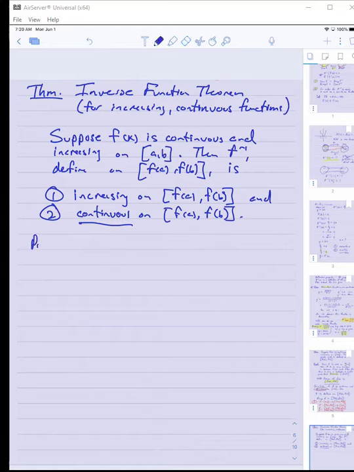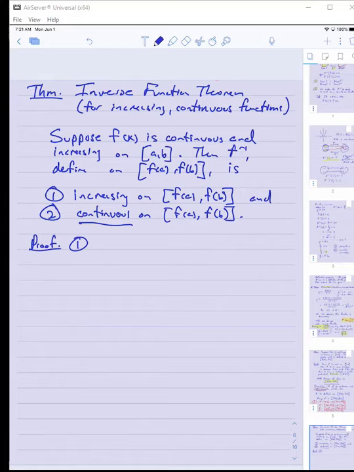So let's look at the proof of this theorem, which, I won't claim that this is one of the top 10 theorems in calculus, but it's a pretty big one, because it leads us to the last theorem in this section, which is the useful one that we're really after. So first, this theorem, the inverse function theorem. Let's look at the proof of part one, which is if the function is increasing, then the inverse must also be increasing.